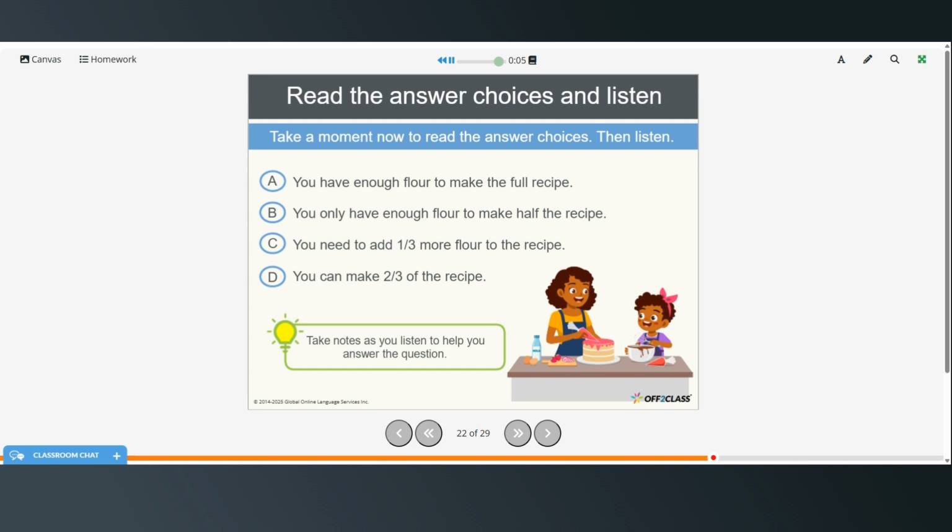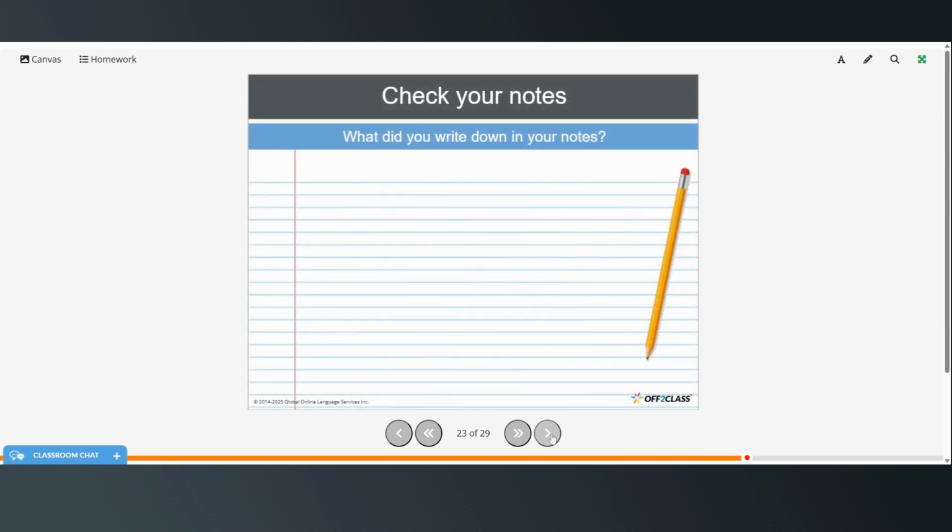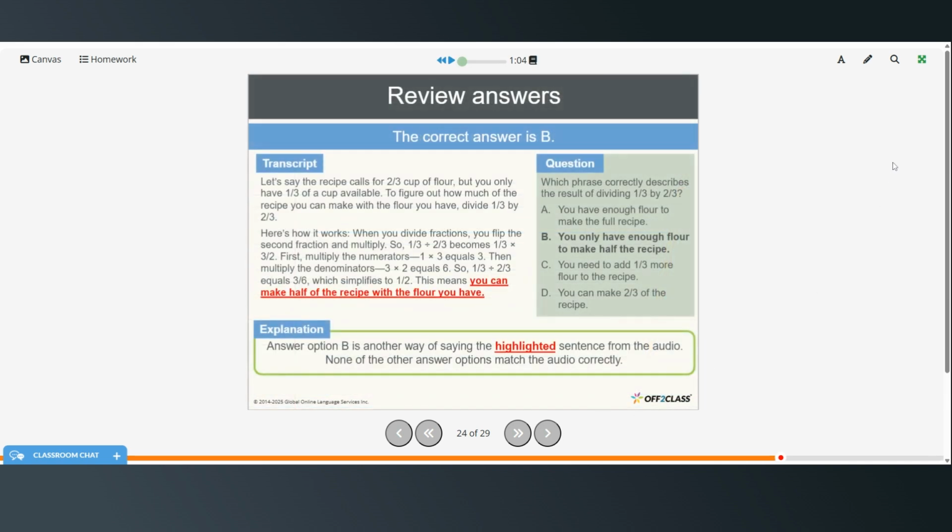Which phrase correctly describes the result of dividing 1/3 by 2/3? Okay, go ahead and choose your answer. And the correct answer is B. You only have enough flour for half the recipe. And this is the description that they gave of how to come to that conclusion.